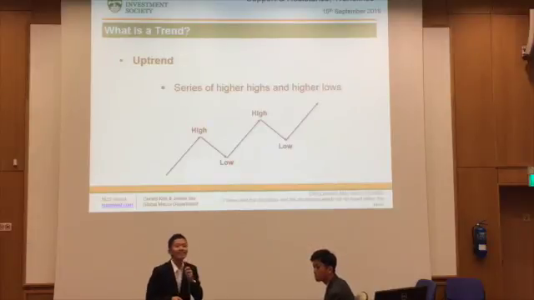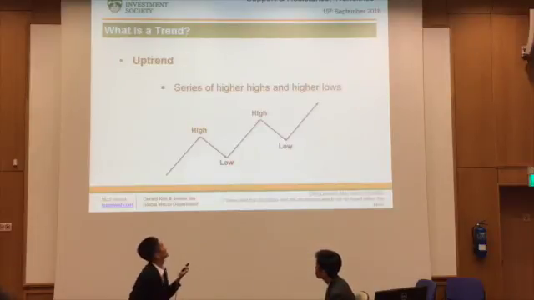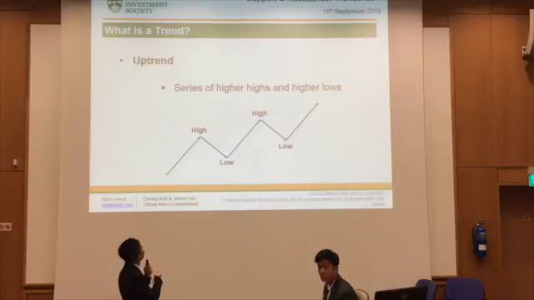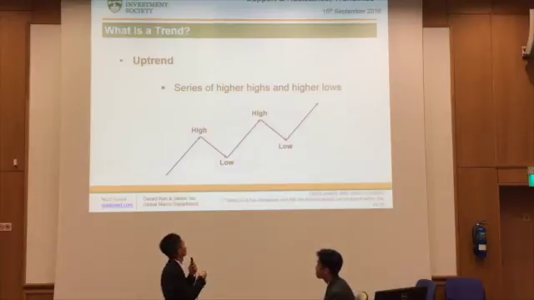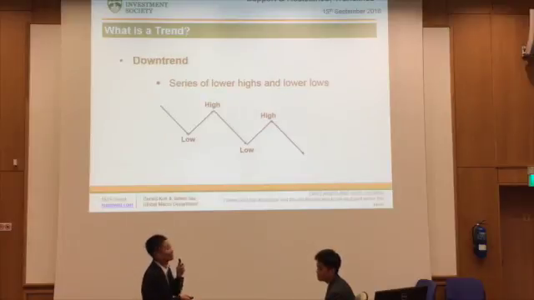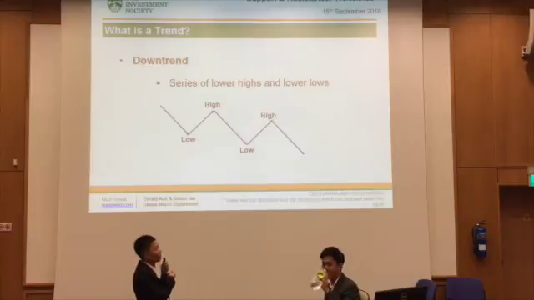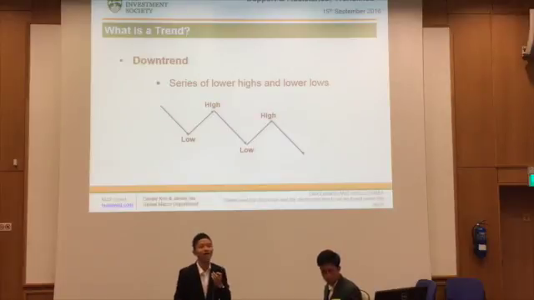The first one is the uptrend. An uptrend is a series of higher highs and higher lows. The price level reaches a high and drops down, then reaches a higher high as compared to the previous high. Same for the lows. So that's an uptrend. Then for the downtrend, it's just the opposite. There are lower highs and lower lows. The price reaches a low, the next one reaches a lower low, and same for the highs.